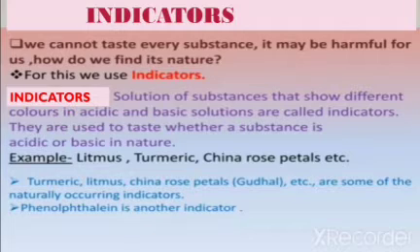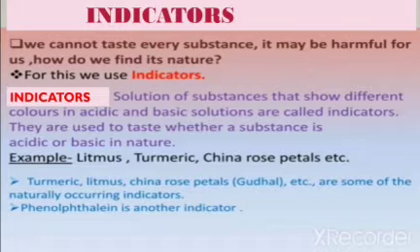What are indicators? Dear students, we cannot guess whether a substance is acidic or basic in nature just by looking at it, and we should not taste each and every substance, because many substances are harmful. So how can we test whether a substance is acidic or basic in nature? We use special types of substances that are called indicators. Indicators are substances that change color in acidic or basic materials.